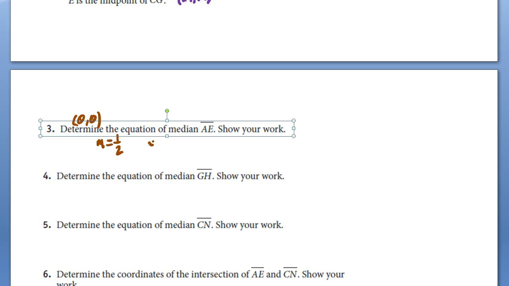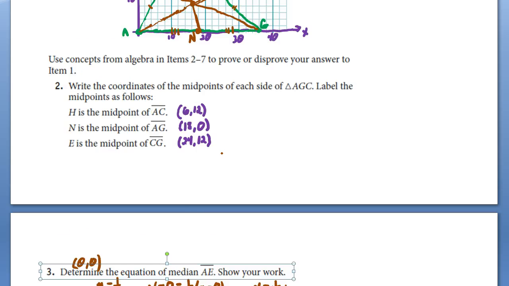So we can use the point-slope formula. Y minus 0 equals 1/2 times x minus 0. Simplifying, we get y equals 1/2 x. Okay, number 4, determine the equation of median GH.